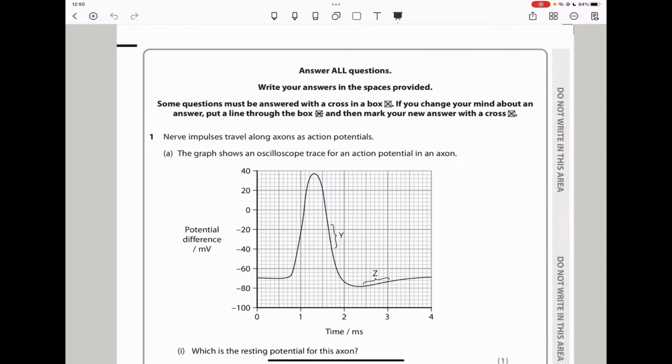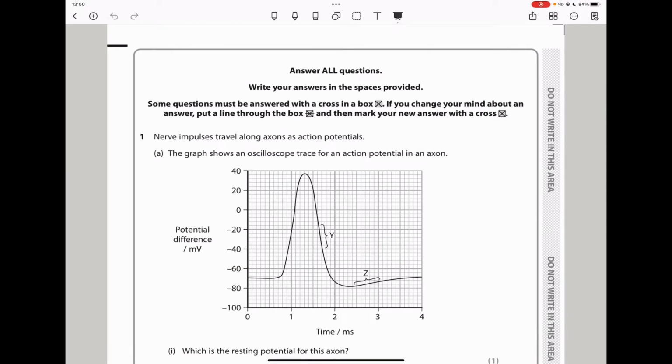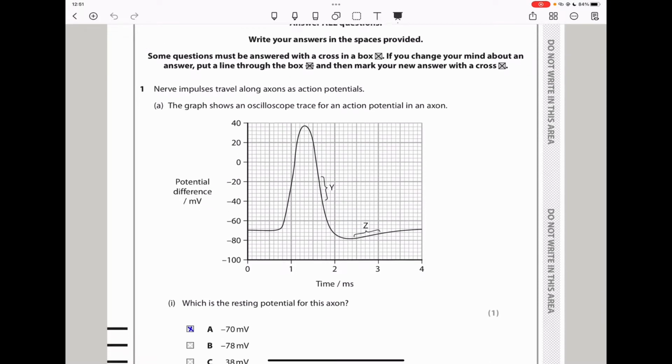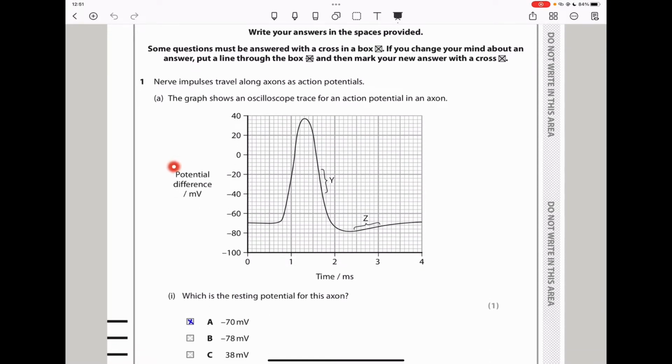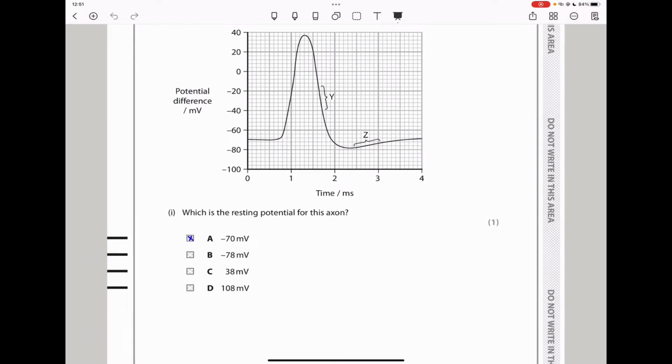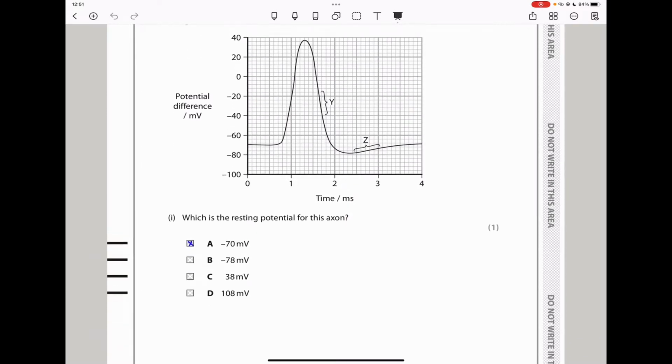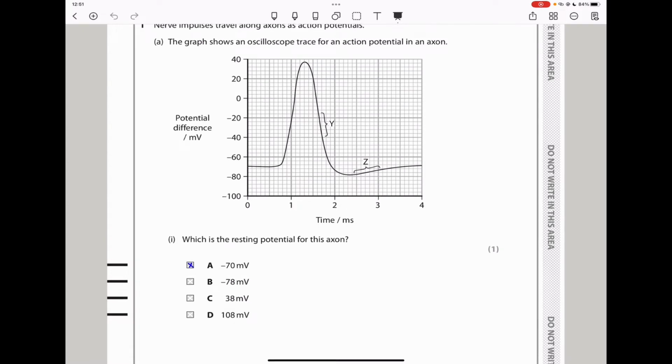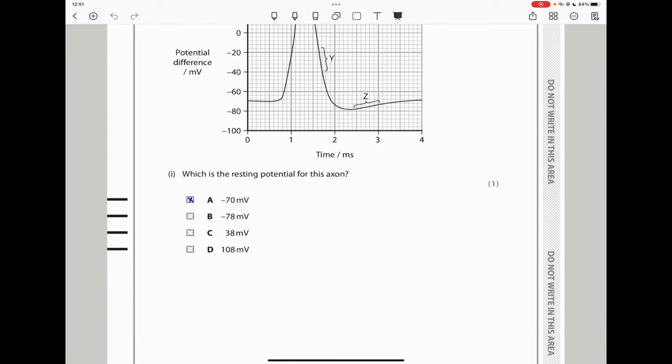So let's begin. Question 1 says, nerve impulses travel along axons as action potentials. The graph shows an oscilloscope trace for an action potential in an axon. On the vertical axis, we have potential difference in millivolts, and on the horizontal axis, we have time in milliseconds. The first question says, which is the resting potential for this axon? The resting potential, of course, is about negative 70 millivolts. The answer should be A.